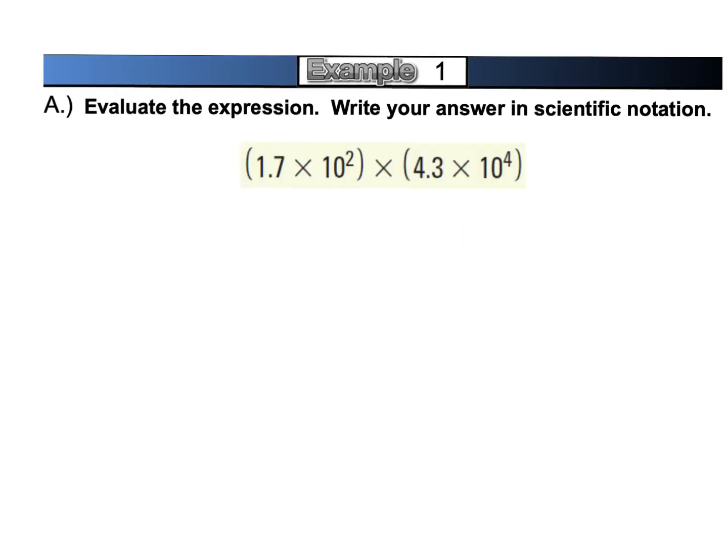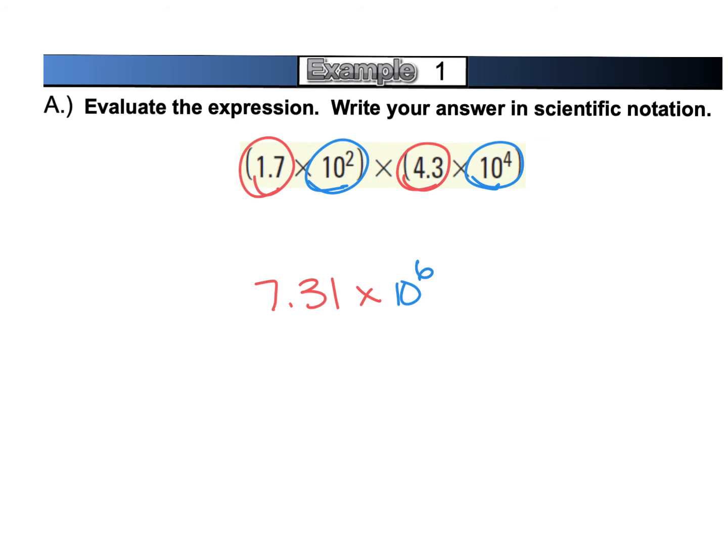So let's do one where we have to change it. Or at least I think we do. We might not have to. So let's do 1.7 times 4.3. Nope, we don't have to change it. That gives us 7.31, which is nice. Times 10 to the power of 2 plus 4. So that would be times 10 to the power of 6.